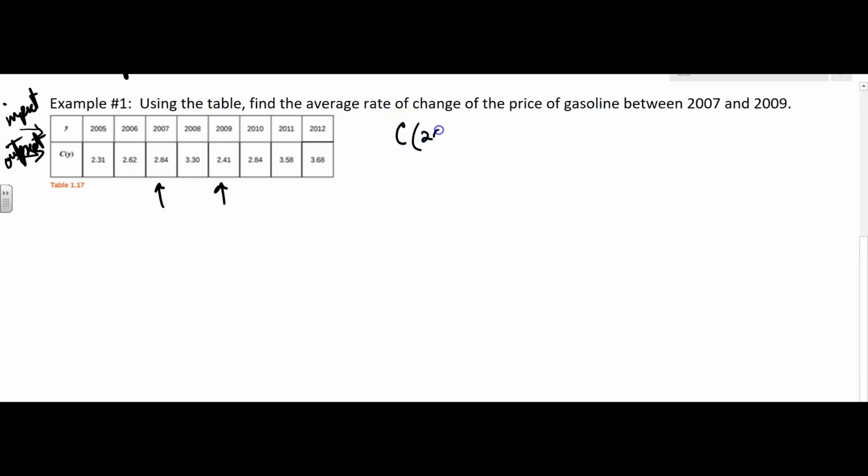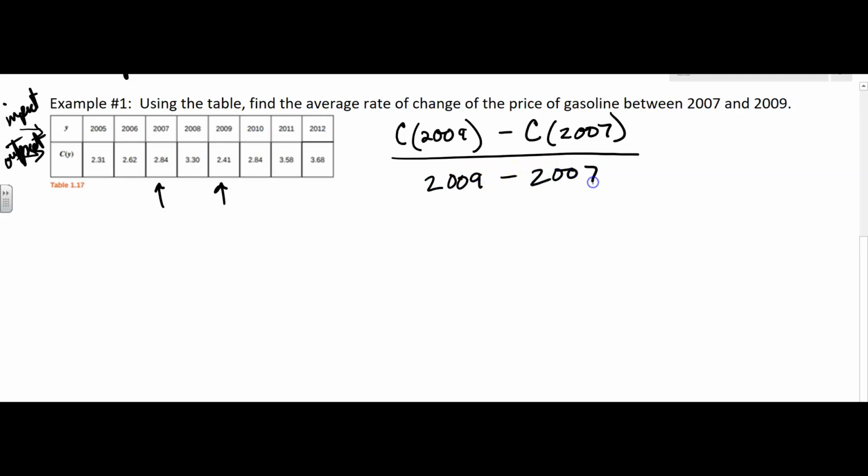C of 2009 minus C of 2007 over 2009 minus 2007. Okay, so I'm hoping you see that for the input, you were basing it on 2007 and 2009. We usually take the later one as our y sub 2, or x sub 2, and so we take the later one and subtract the earlier one. These are in years, okay? So this is what we're doing.